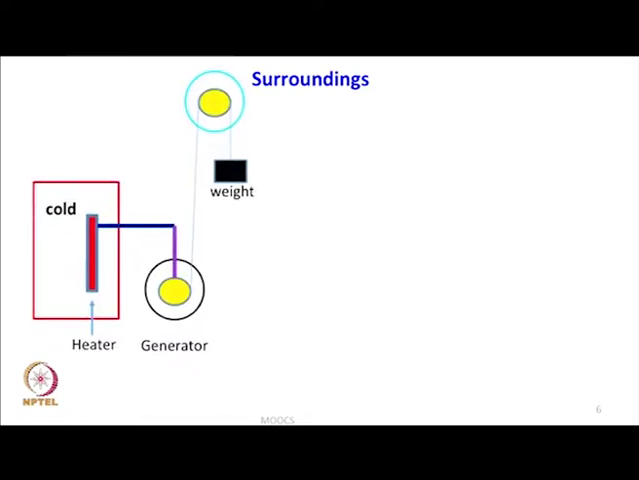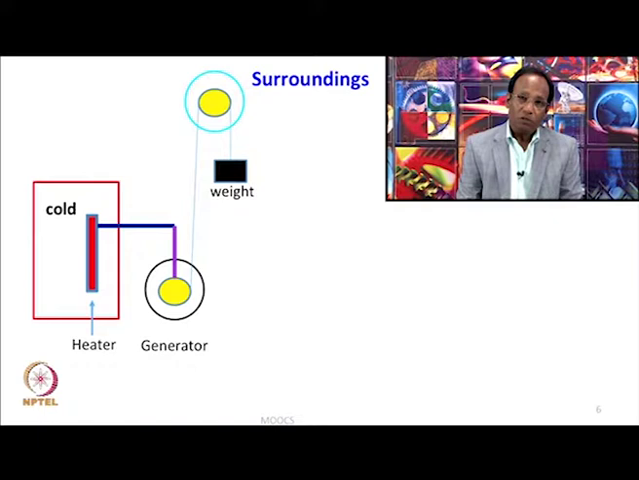Let us first talk about the surroundings. Now we will start developing equations which can be used to calculate the values of changes in entropy. We want to derive equations for calculating the change in entropy of the system and change in entropy of the surrounding. And it is a good idea to first start with surroundings and then go towards the system.